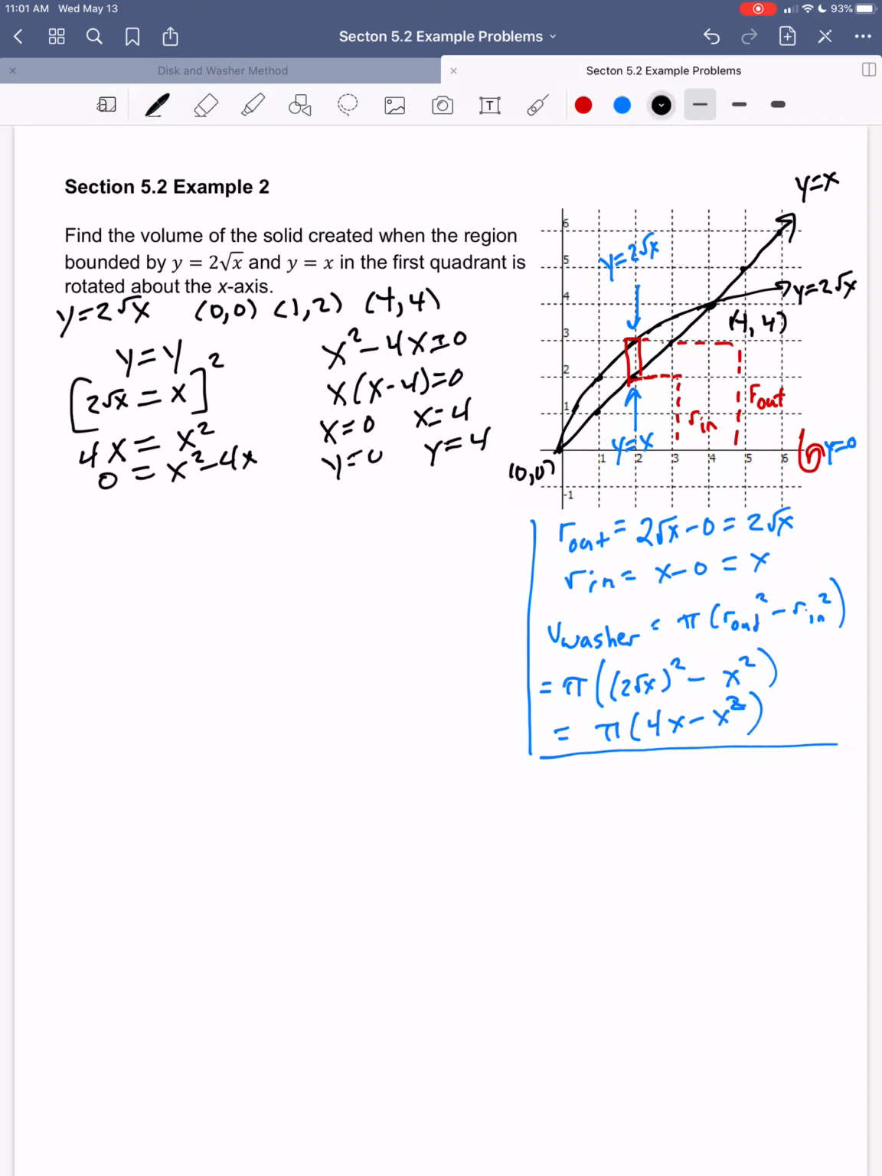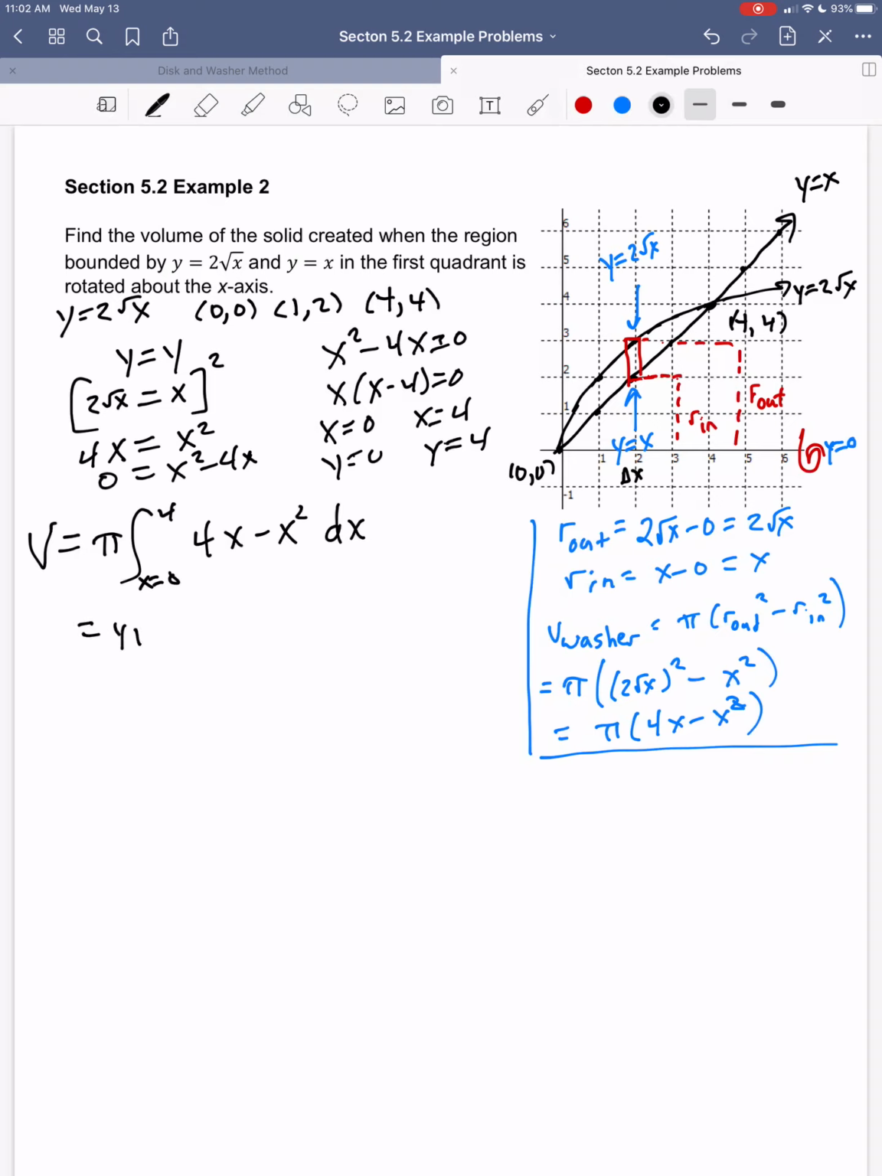So my overall volume then, I'm going to integrate. I can pull out the pi. My little thickness here is going to be a delta x, right? The width of the rectangle is delta x. So this is going to be x limits. For this region, I'm starting over here on the left at x equals 0. I'm ending up at the right at x equals 4. So x equals 0 to 4. And then I'm going to do this 4x minus x squared dx. Okay.